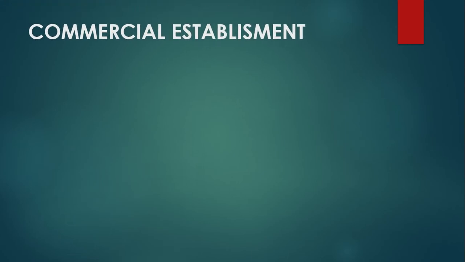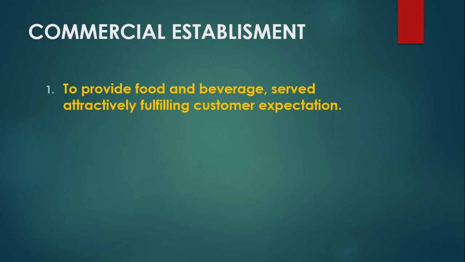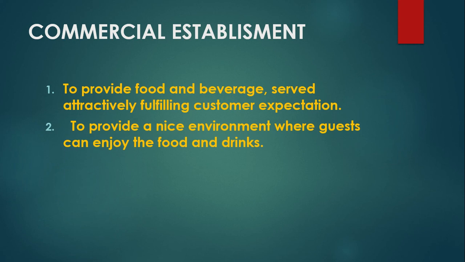For commercial establishment, they have three aims or goals. First is to provide food and beverage served attractively, fulfilling customer expectation. Second, to provide a nice environment where guests can enjoy the food and drinks. Third, to make profit. So there are six types of food and beverage commercial establishment all over the world.